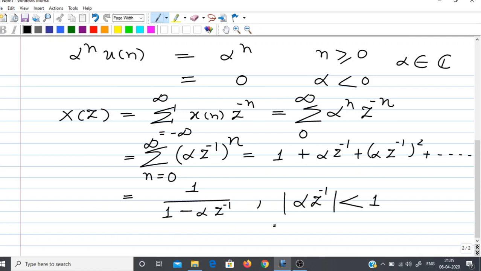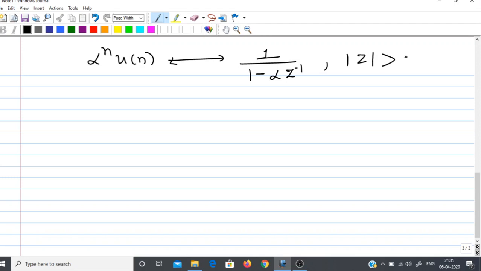So we get mod of alpha upon mod of z less than 1. Or we can say mod of z is greater than mod alpha. Remember, this is greater than mod alpha. It is not simply alpha. So we have worked out the z transform of the sequence alpha to the power n u[n], and its z transform is 1 upon 1 minus alpha z inverse, mod z greater than mod alpha.